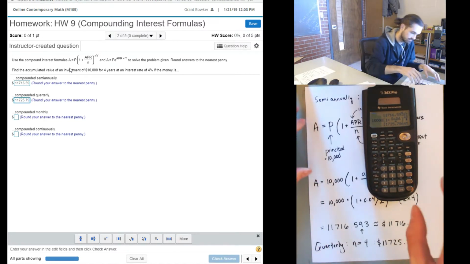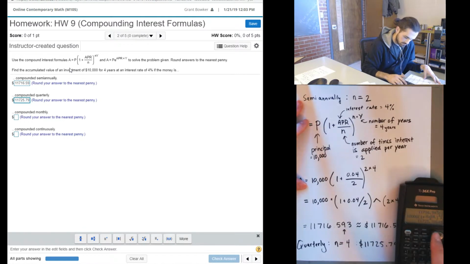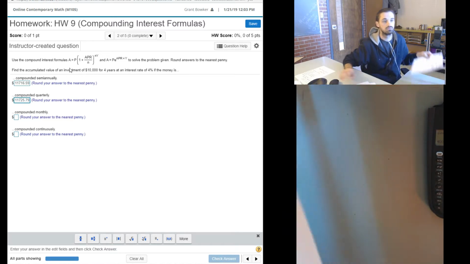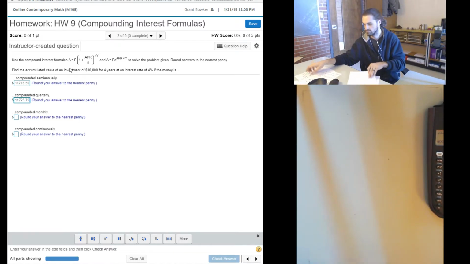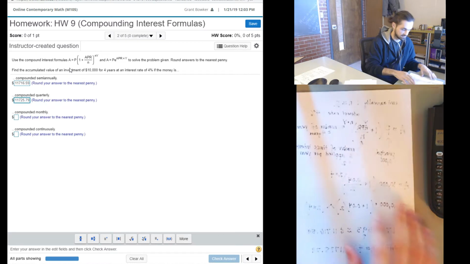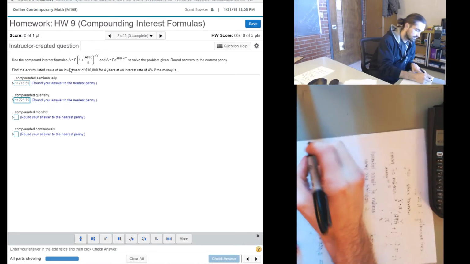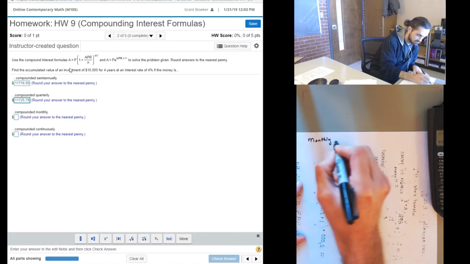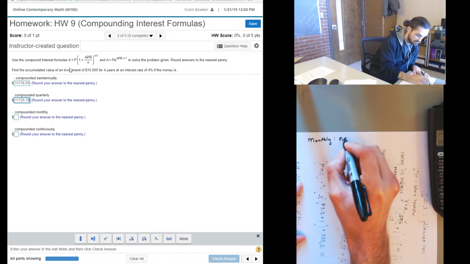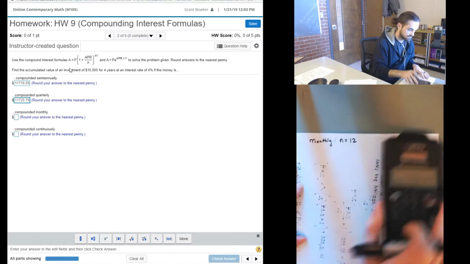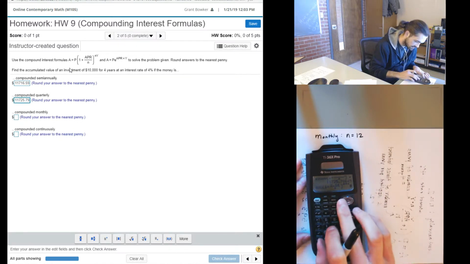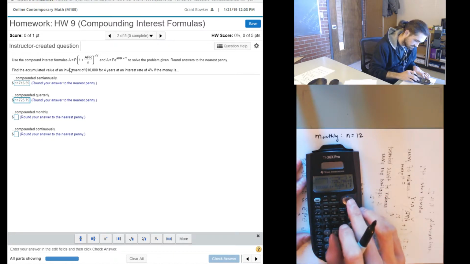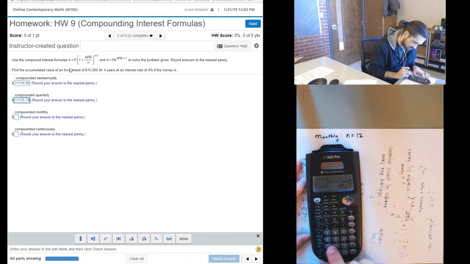11,725.79. Okay, on to monthly. In fact, I'll just use the back of this one. So monthly. And as you might suspect, n is 12. So we'll come back to our calculator and we'll change the 4s into 12s. The appropriate 4s into 12s.